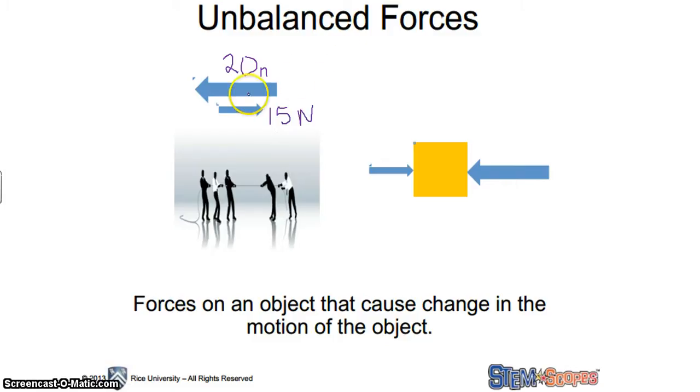So when you subtract, since the arrows are in opposite directions, you subtract. So 20 minus 15 gives you a net force of 5 newtons to the left, because the left motion is the higher newton number. So the motion would move towards the left. The same thing occurs with the box. We now have unbalanced forces, so the motion of the object would be to the left.